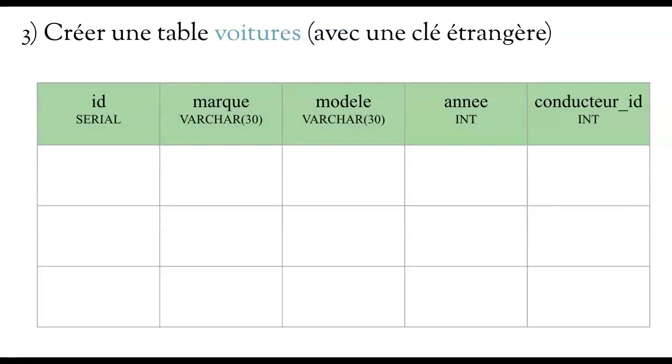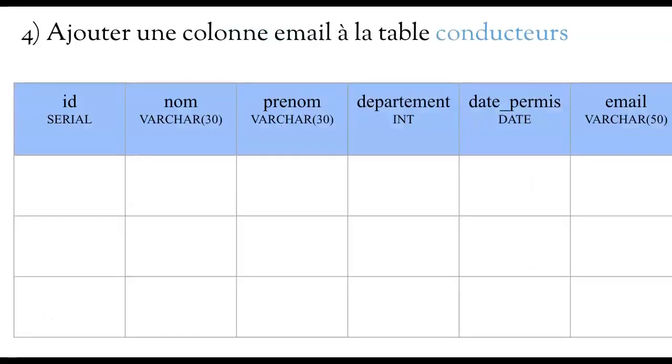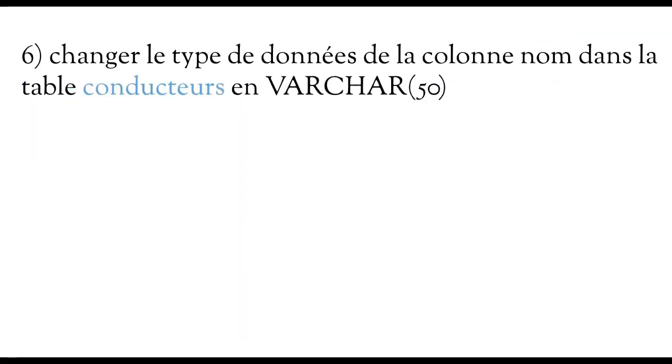Your next task will be to create a cars table with a foreign key. It will also contain 5 columns: ID, brand, model, year, and foreign key, which is a driver ID. The fourth task will be to add email to the drivers column. There has to be a sixth column, the email column, with a varchar type of up to 50 characters. Finally, you will change the data type of the last name column in the drivers table. You will set a varchar type of 50 characters maximum instead of 30. It's up to you.